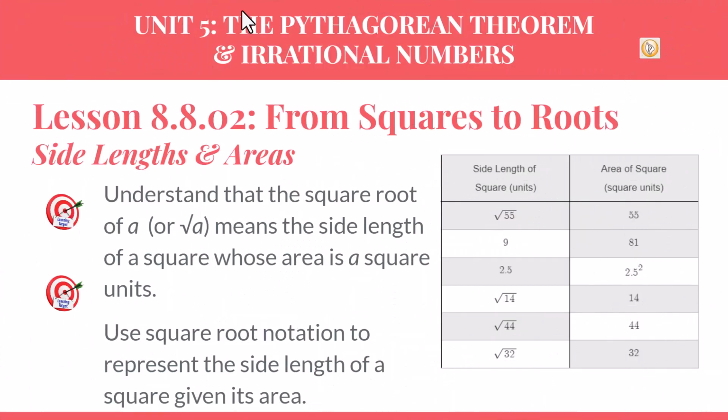Lesson 882, From Squares to Roots, Side Lengths and Areas. In this lesson, you'll understand that the square root of a, written with the square root symbol, means the side length of a square whose area is a square units. You'll also use square root notation to represent the side length of a square given its area.